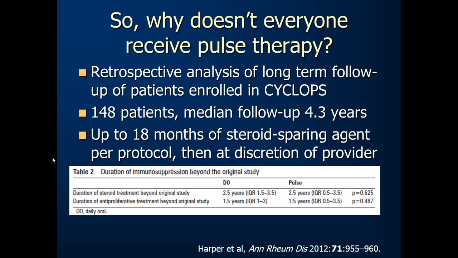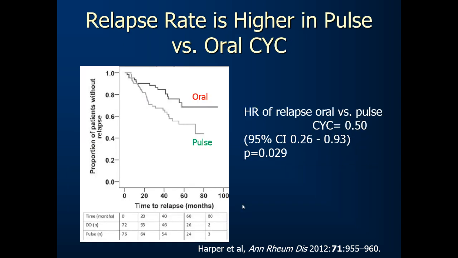What they did is they followed these patients after they finished the study, in a retrospective analysis of these 148 patients that were followed for somewhere between 4 and 4.5 years, to see what happened to them after. They made sure the patients received the same amount of steroid and the same amount of maintenance therapy, which they did, so that didn't account for the differences. But what they found was that the relapse rate was higher in the group receiving pulse dose cyclophosphamide. And it's unclear why.